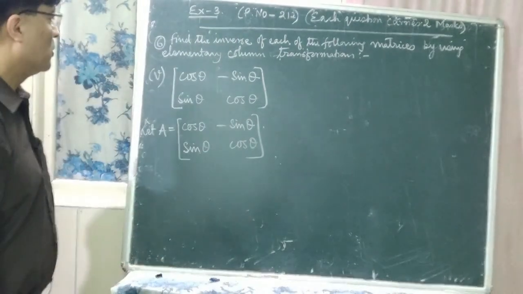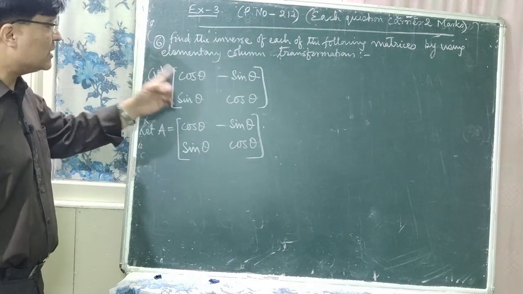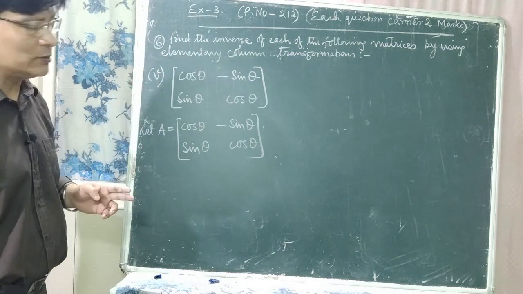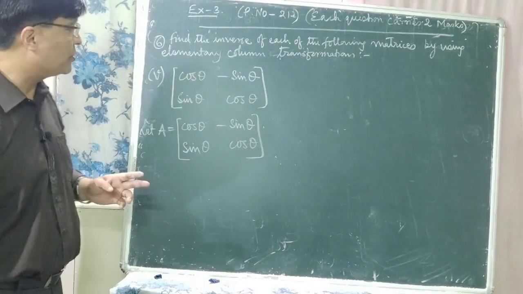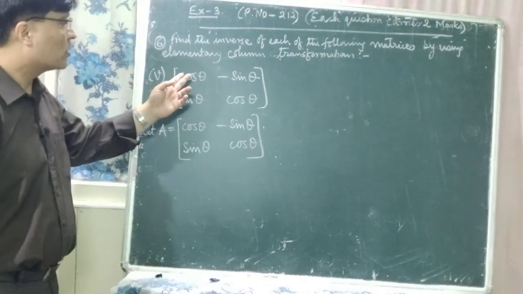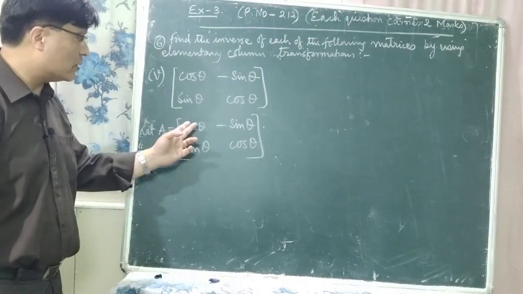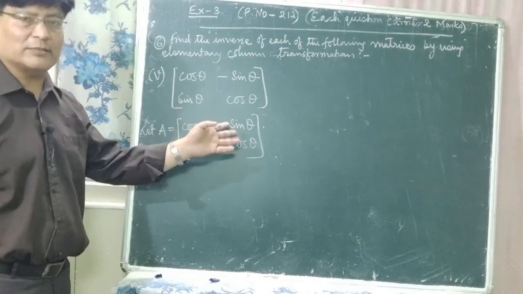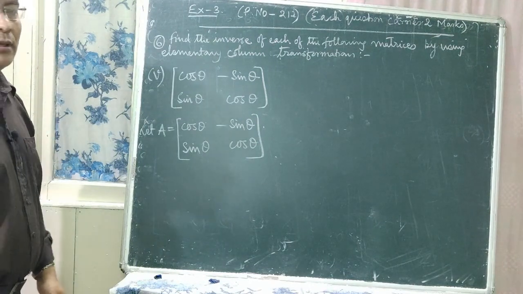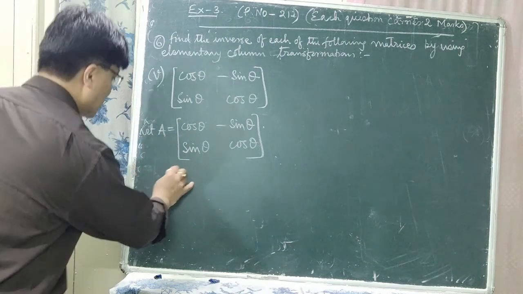So now we'll do the next question, that is question number 5. In this case also, using elementary column transformation or elementary column operations, you have to find out the inverse of this given matrix. What is the given matrix here? Let capital A be equal to cos theta, minus sin theta, cos theta. This matrix is assumed as A. Okay, so you have to use elementary column transformation, right?